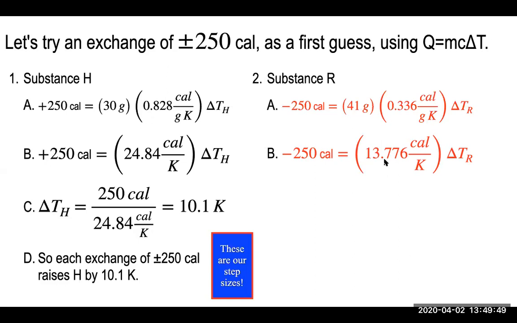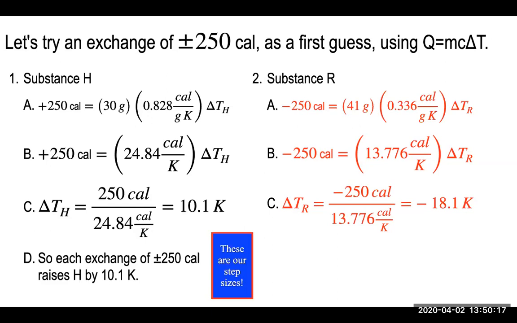That's 13.776 calories per Kelvin, so Kelvin is in the denominator. Then we have to use that to figure out delta T subscript R, the change of temperature of substance R. So as before, we divide both sides by that quantity on the right, and in this case, it's 13.776.